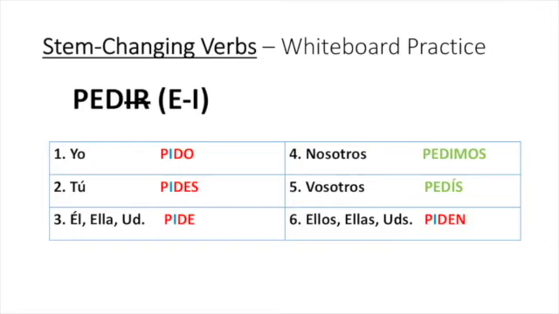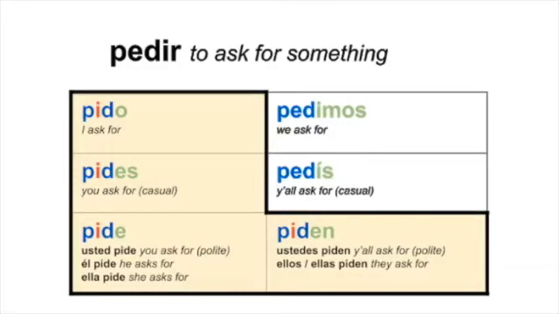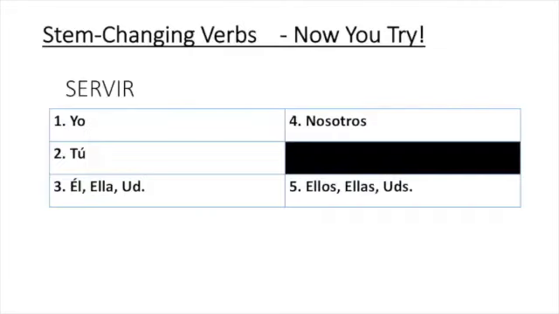All right, hopefully that makes sense. I have one for you too. Oh, and really quickly, again, you can see highlighted there in yellow, you see your boot, whereas the others are not in the boot. Okay, I want you to try the verb servir for me, which is also an E to I stem change.